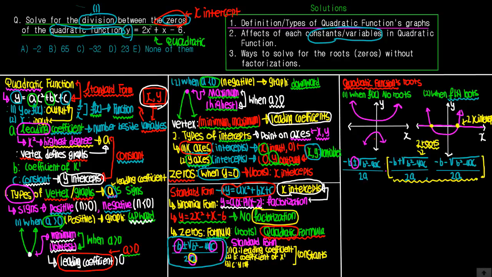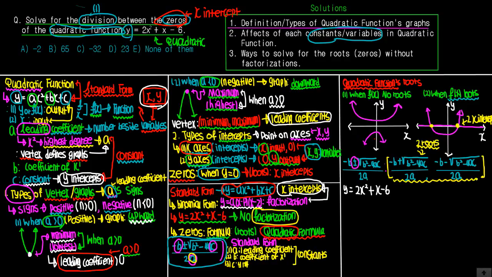So let's actually apply this to our quadratic function. What is our quadratic function? It should be y is equal to 2x squared plus x minus 6, according to the problem.